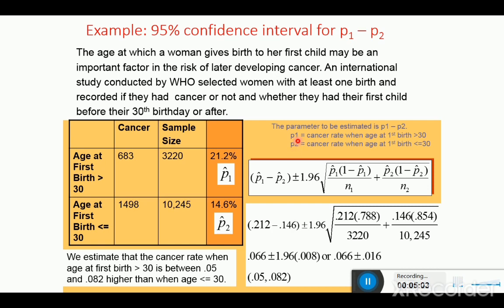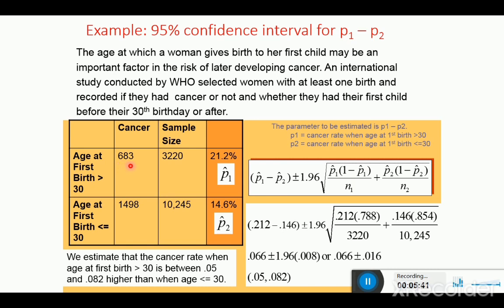P1 is the cancer rate when the age at first birth is greater than 30, while P2, the second proportion, is the cancer rate when the age at first birth is equal to 30 or less than 30.